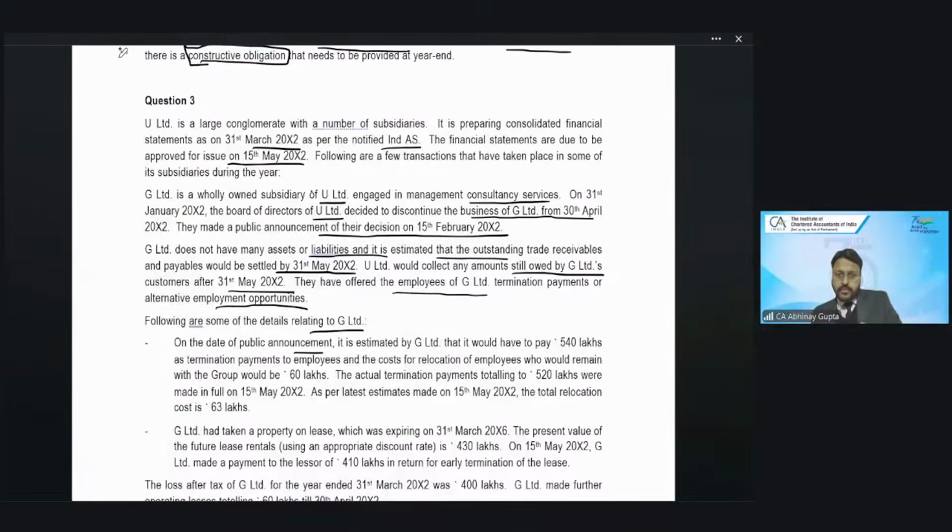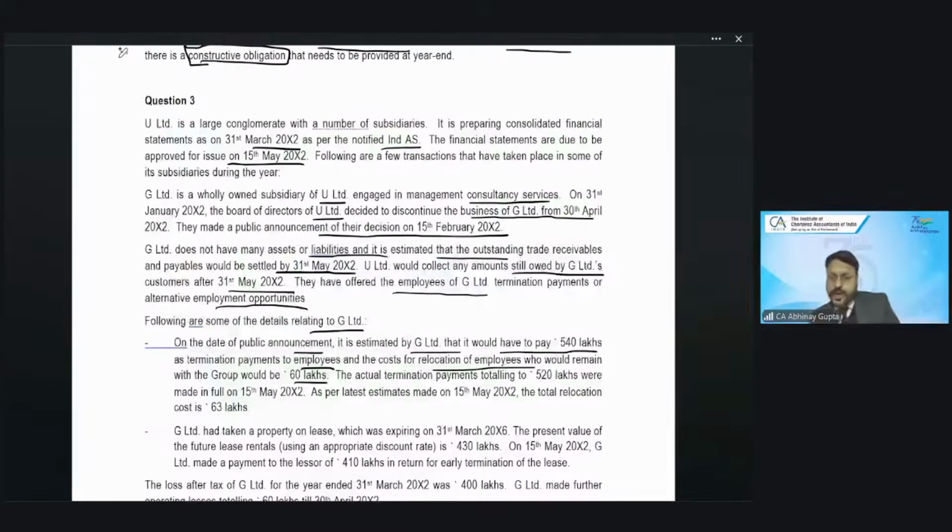On the date of the public announcement, it is estimated by G Limited that it would pay 540 lakhs as a termination payment to the employees, and the cost of relocation of the employees who would continue with the group is rupees 60 lakhs, right? So the employees who are terminated are paid 540 lakhs, and the employees who will be continuing with the group are paid 60 lakhs. The actual termination payments totaling 520 lakhs were made in full on 15th of May 2002, and the latest estimate of the total relocation expense would be 63 lakhs.